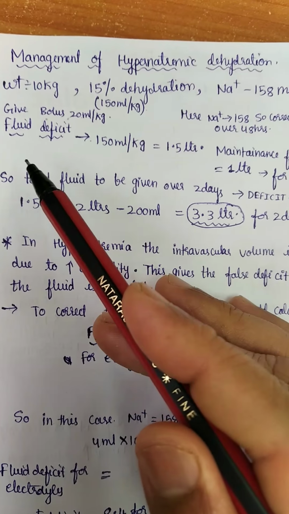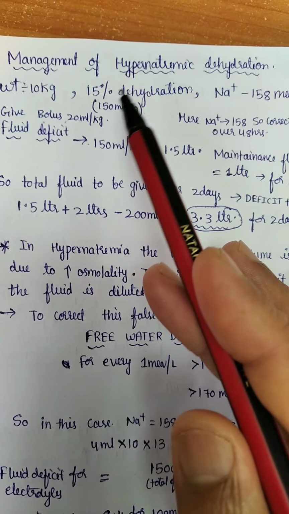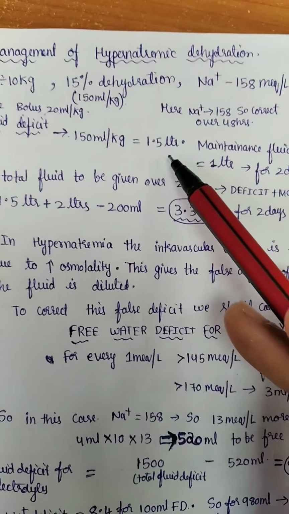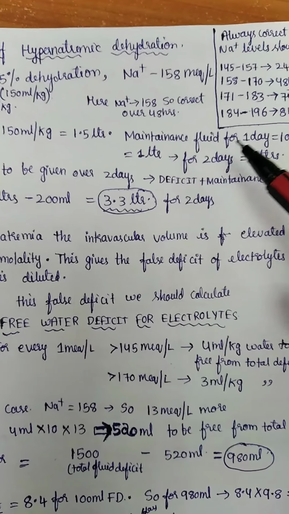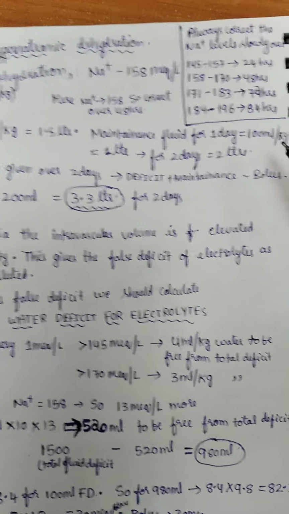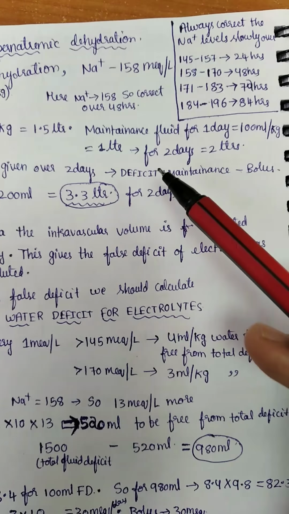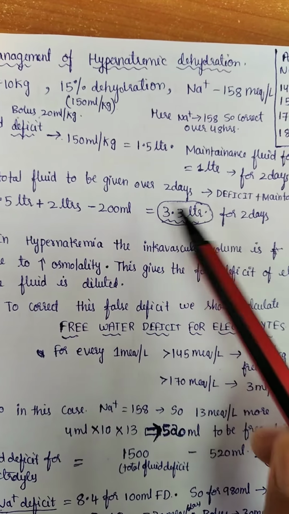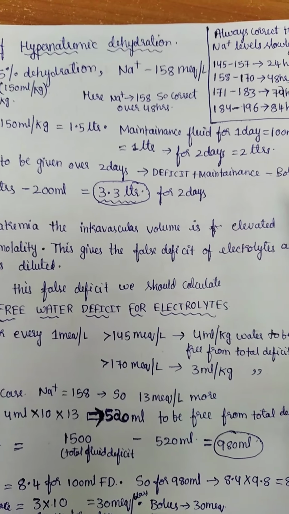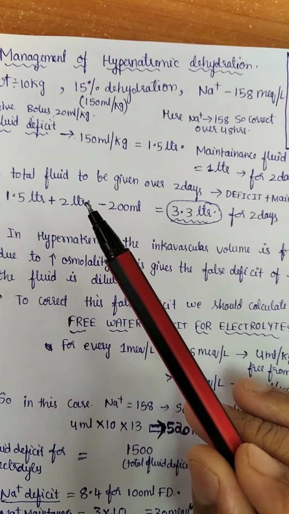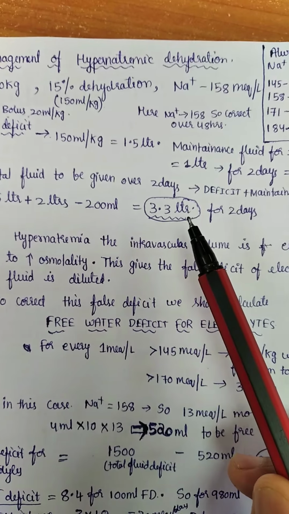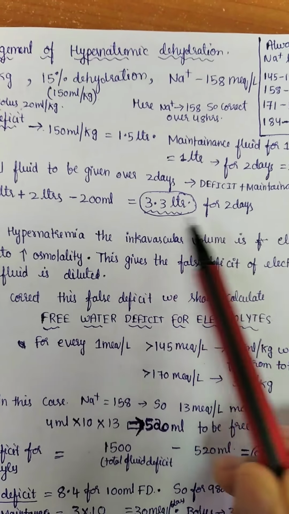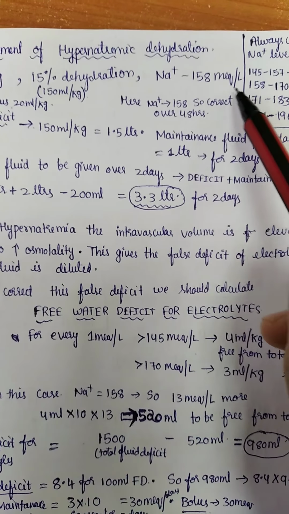Now we will calculate the fluid deficit. Because dehydration is 15%, the fluid deficit is 150 ml per kg, which is 1.5 liters. Maintenance fluid for 1 day is, according to the Holliday-Segar formula, 1 liter. For 2 days it is 2 liters. So total fluid to be given over 2 days is deficit plus maintenance minus bolus: 1.5 liters plus 2 liters minus 200 ml is equal to 3.3 liters for 2 days. Not for 1 day, but 2 days, because we should correct over 2 days.